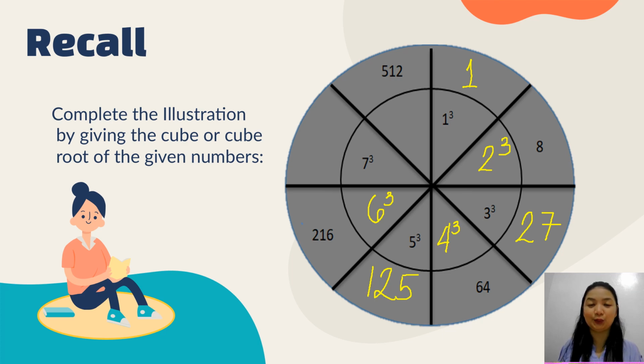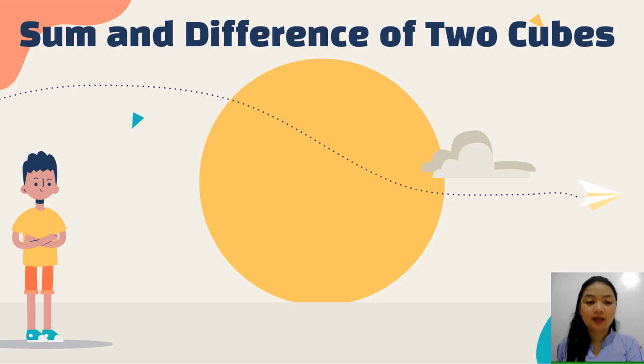How about 7 cubed? 7 times 7, 49 times 7. Yes, it's 343. And then lastly, we have 512. What is the cube root of 512? Yes, that is equivalent to 8 cubed. So I guess you already refreshed your lessons previously about cube root and cube of a number. So let us have the sum and difference of two cubes.